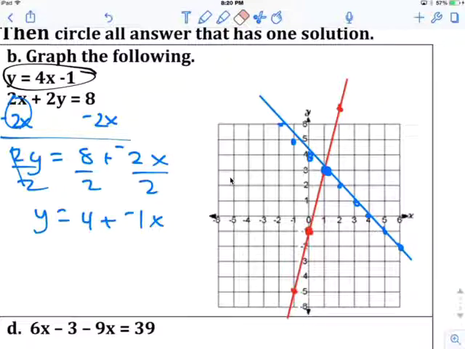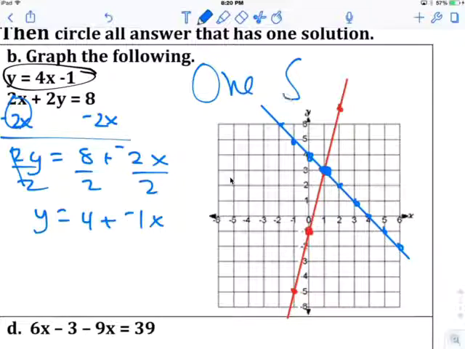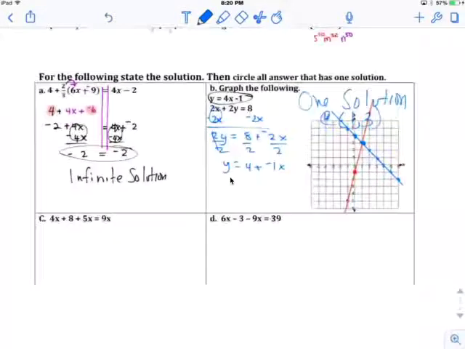Oh, my line isn't so straight. Let's make it straighter. There we go. Solution's right there. That is one solution. Solution is an answer. An answer is where they cross. At 1, 3. Okay, we've done this before, all these.